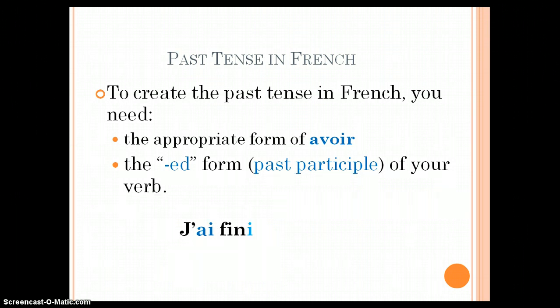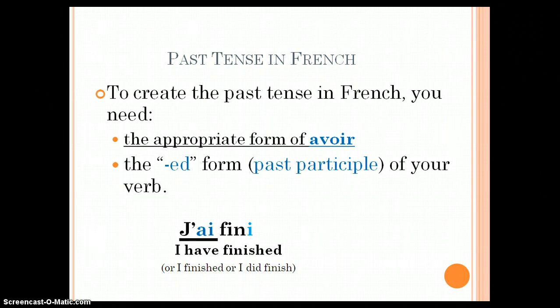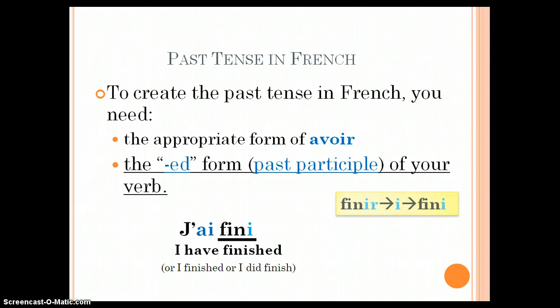Take j'ai fini as another example. J'ai fini means I have finished. You can also translate this to mean I finished or I did finish. To create the past tense in French, you need the appropriate form of avoir, j'ai, and the ed form of the past participle of your verb, fini. It's fini because finir, the infinitive, is an ir verb. And ir verbs change to i. So you go from finir to fini.